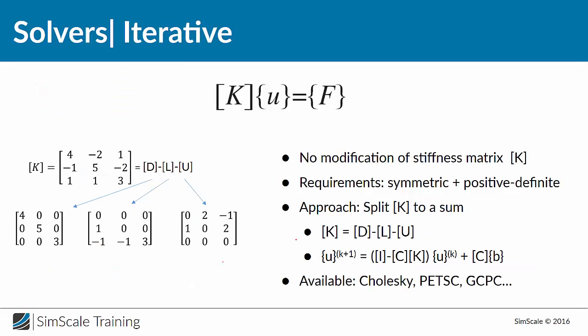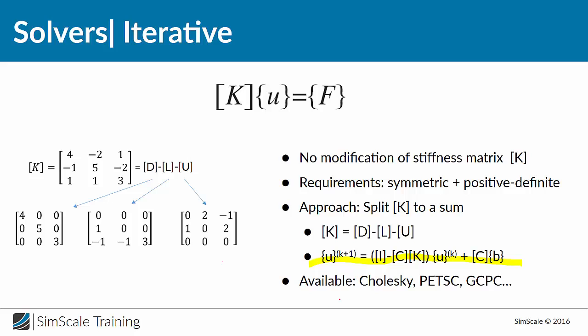Another possibility is to use iterative solvers, and instead of doing a modification of the stiffness matrix, these iterative solvers, as the name says, solve the matrices not in one step but numerically and with iterations. Here the approach is to split K into a sum of matrices, so K is split into D, L and U, and then we have the standard operating procedure you can see here. Then we can iterate it, and we start with a guess value for U, and then we will receive, iteration by iteration, a better approximation of U. And here you can see C. C is calculated based on the iterative solver you choose, and this is the only difference between all these iterative solvers.